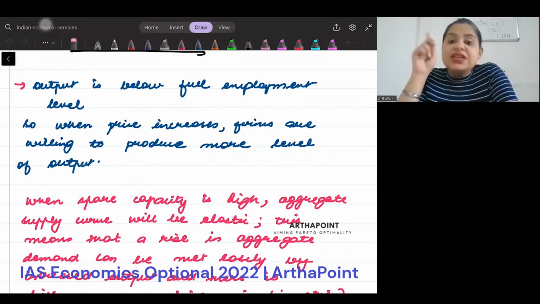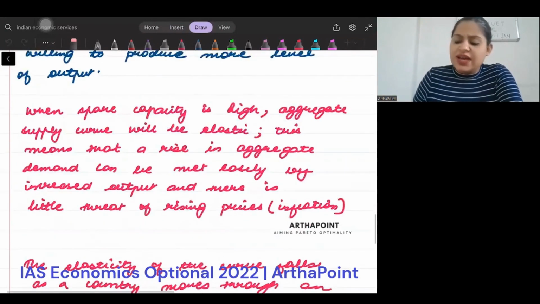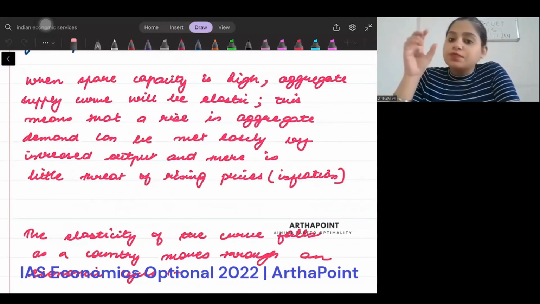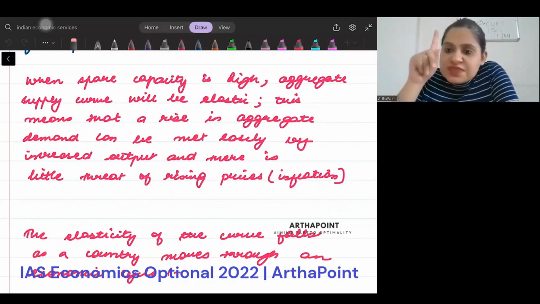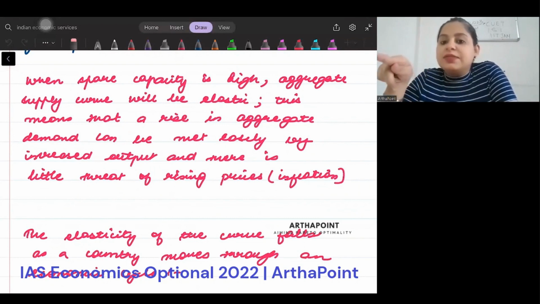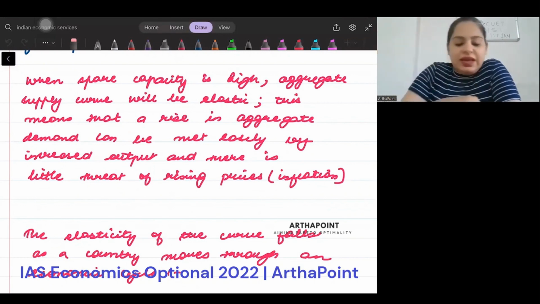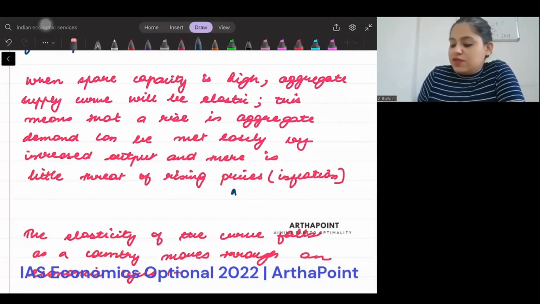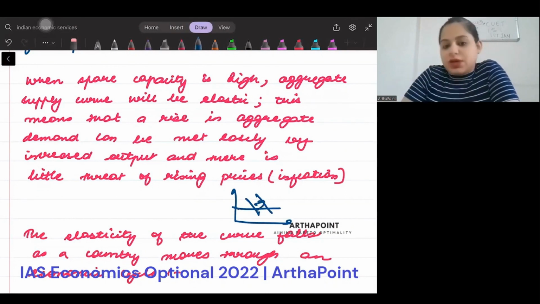When spare capacity is high, the aggregate supply curve will be elastic. जब बहुत ज्यादा excess labor है, किसी के पास job नहीं है, they're willing to work at a very low wage, then you will have an elastic AS curve. This means that a rise in aggregate demand can be met easily by increasing the output. ठीक है, whenever you have a horizontal AS curve, an increase in demand can easily be met without changing the prices. Current prices pe firm will meet the demand.